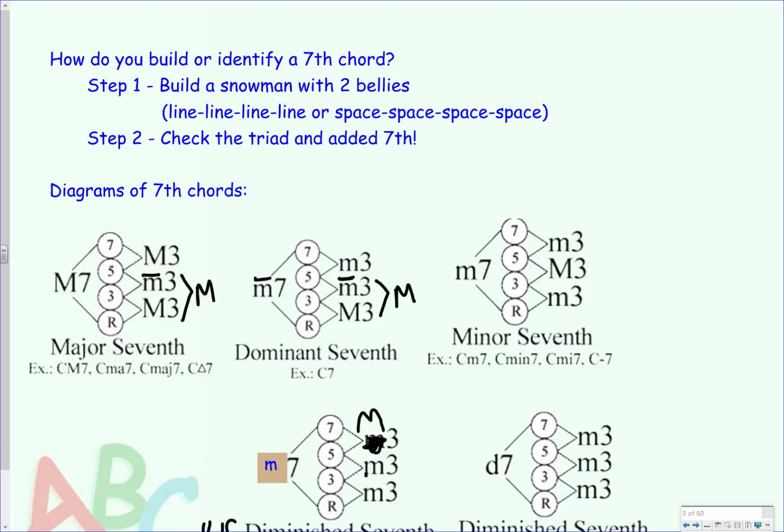And if you're a fan of solfege, you'll also realize that the dominant 7th chord is built from the 5 chord of a major scale, meaning it will sound like this: Sol, Ti, Re, Fa. But more on that later.